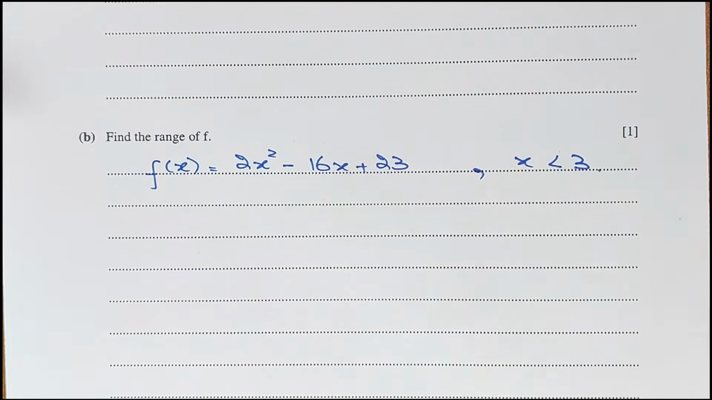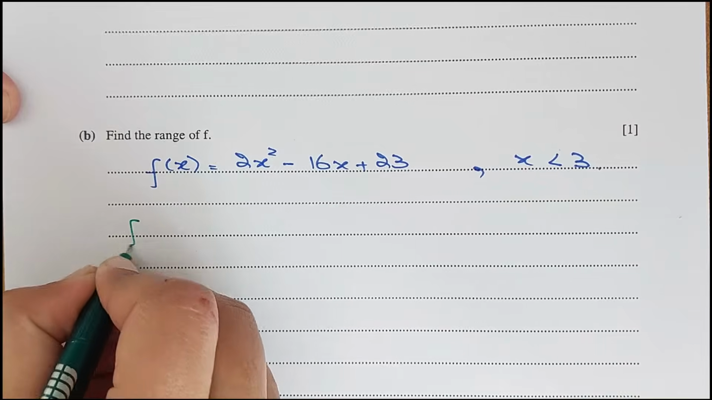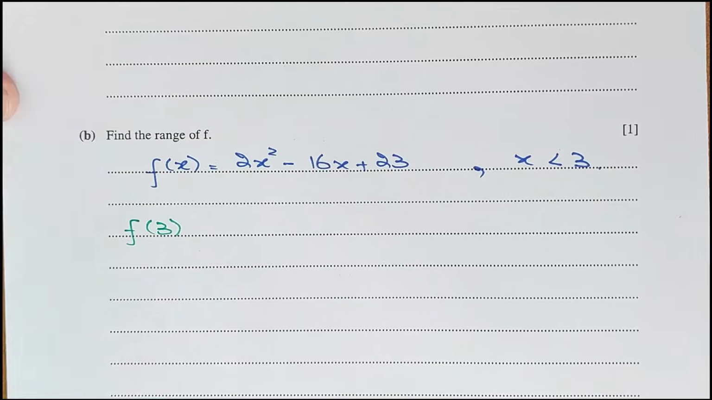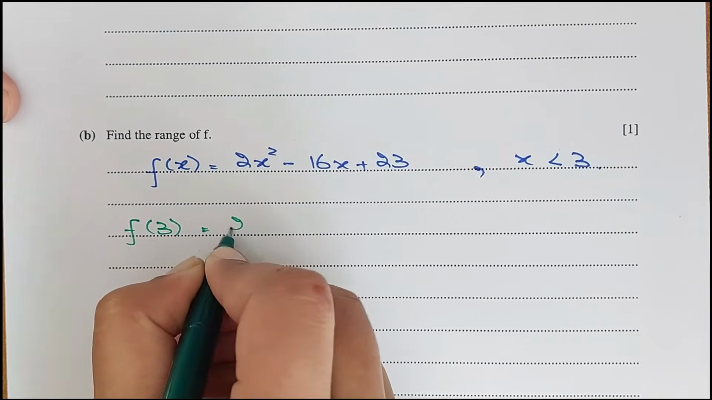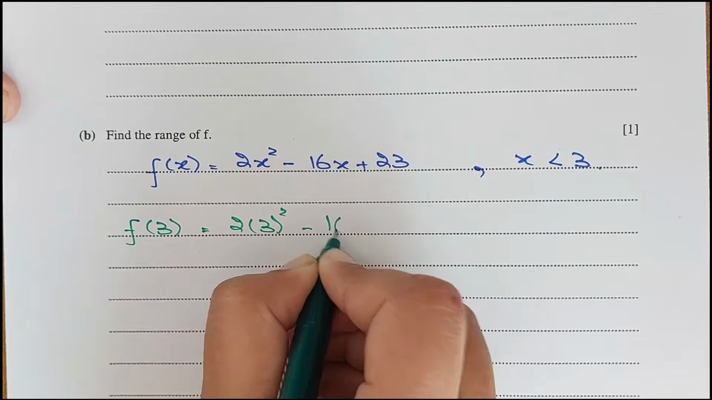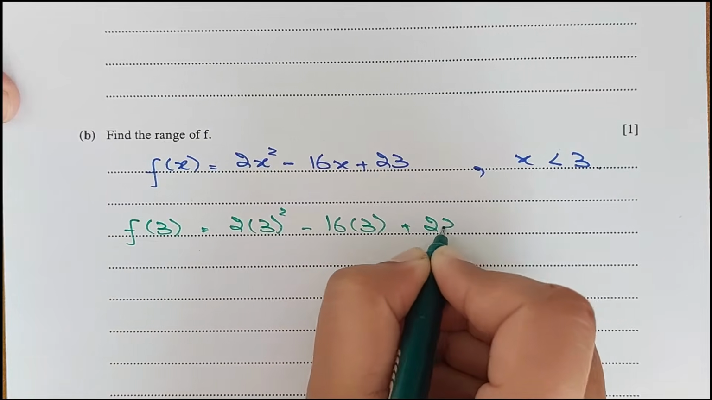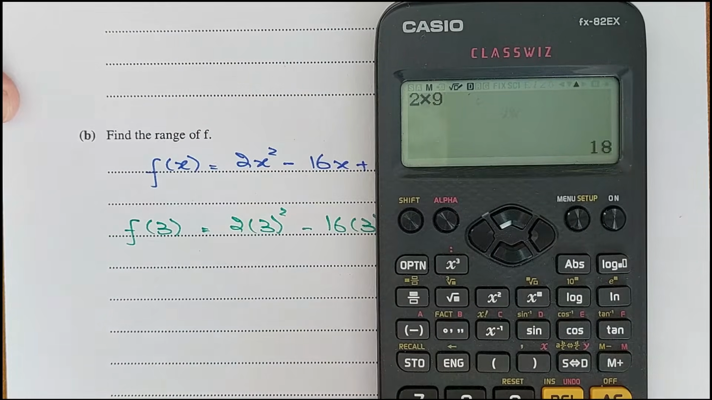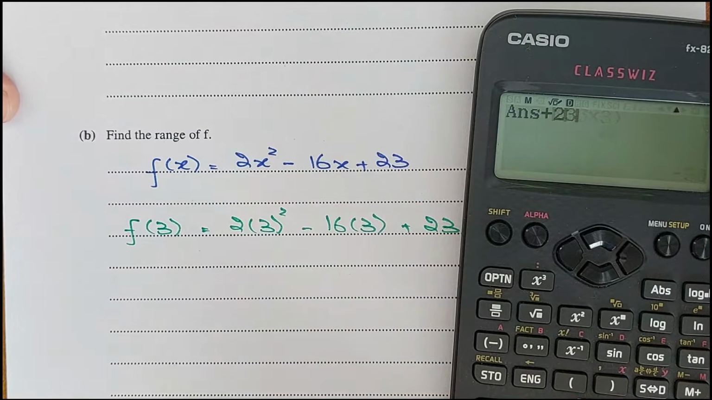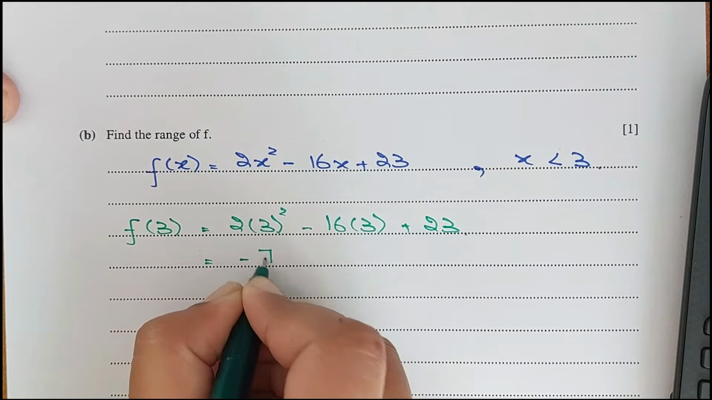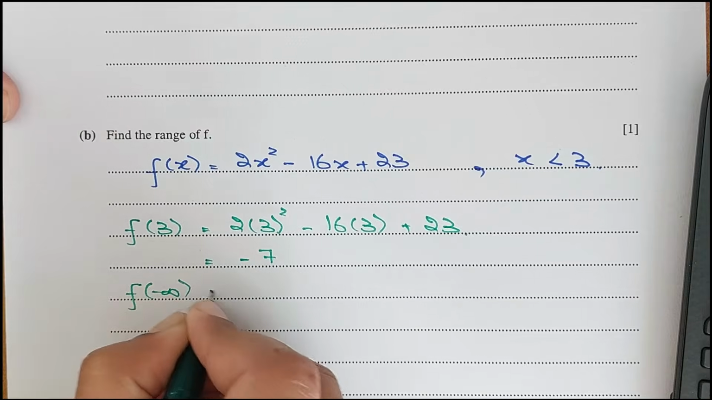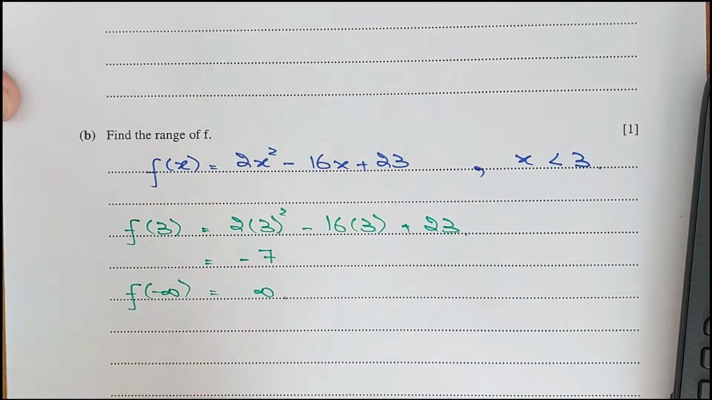Okay, since the domain is given, let me find what the function value is at 3. The values which are less than 3, you can take 2, 1, 0, minus 1, minus 2, up to negative infinity. So 2 times 3 square minus 16 times 3 plus 23. Let me simplify this. 2 times 3 square is 18, minus 16 times 3, plus 23, which is negative 7. So the function value at 3 is negative 7, and the function value at negative infinity is infinity, right?